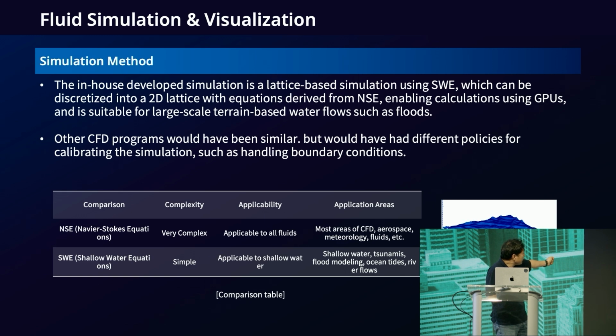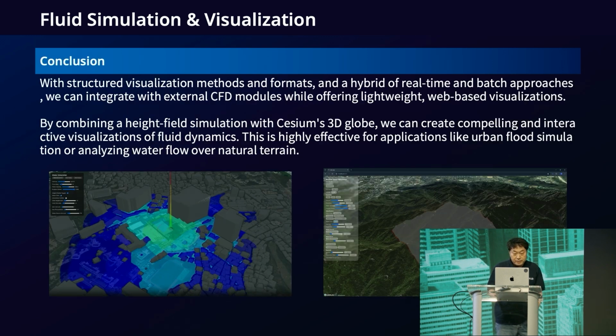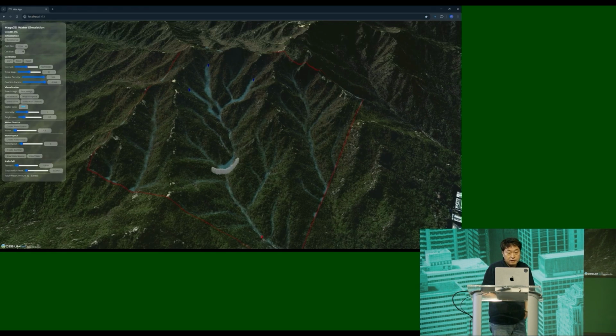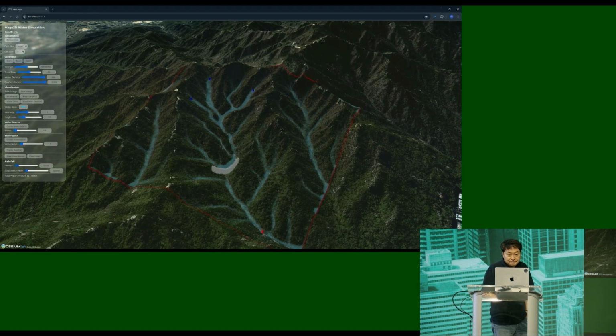So here is a comparison chart. In short, shallow water equations are suitable for very small areas, and for shallow water, tsunamis, flood modeling, ocean tides and river flows. That's why we use the SWE. And now you can see the real simulation data here.